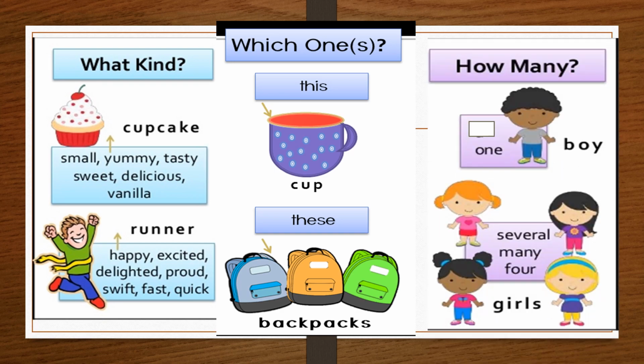Adjectives also tell us how many or how much. For example, one boy. So how many? One. Several girls, many girls, or four girls. Here the adjective tells us how many girls there are. So several, many, four, all these are adjectives. So these were the examples.